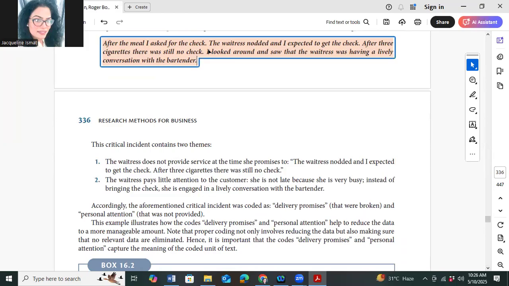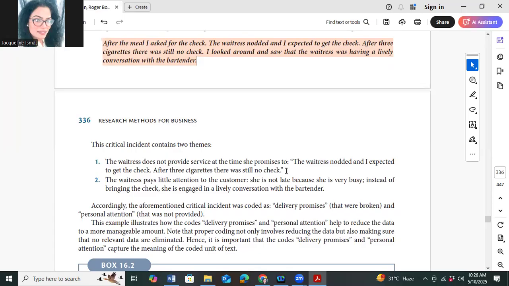The waitress does not provide service at the time she promises to. The first theme. The waitress nodded, and I expected to get the check. After 3 cigarettes, there was still no check. There's a theme mentioned here, but the person keeps waiting. Pehla theme, right?